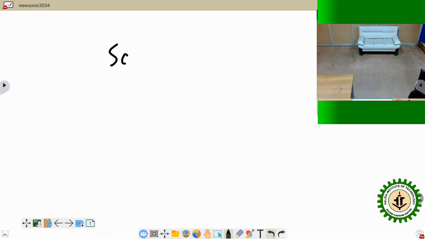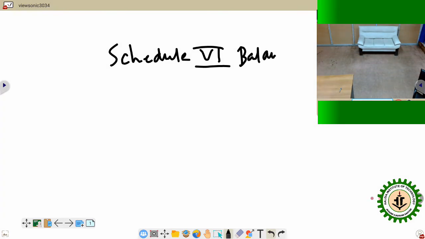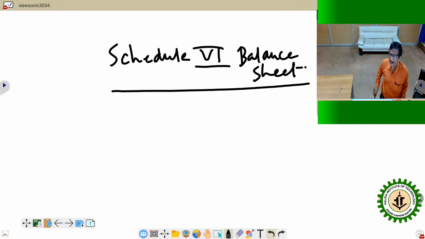Schedule 6 balance sheet. First, let me tell that for the normal balance sheet students usually have some idea. That is, it is a statement of assets and liabilities. It is the true and fair view of the financial position of any company at any particular date, specifically at the end of a financial year.